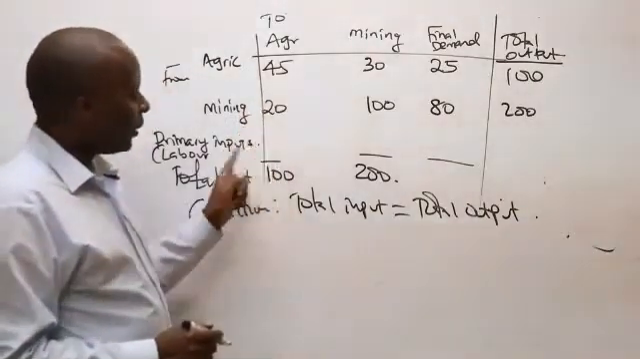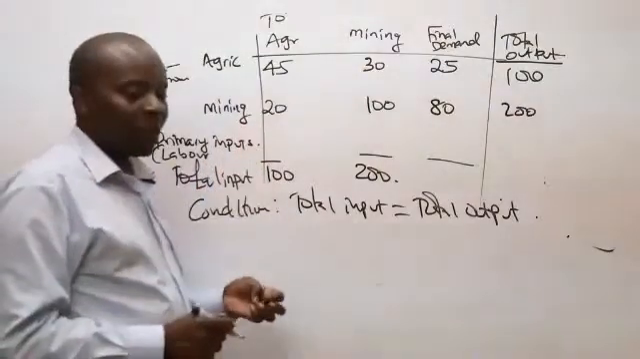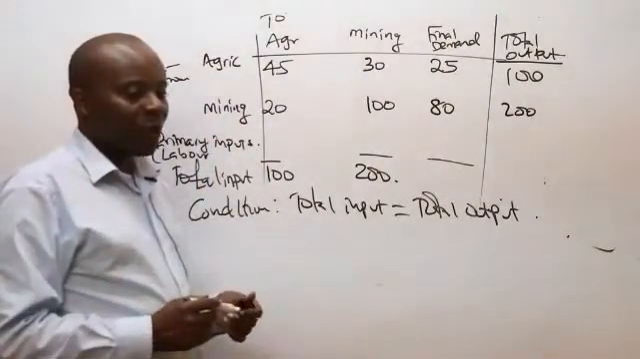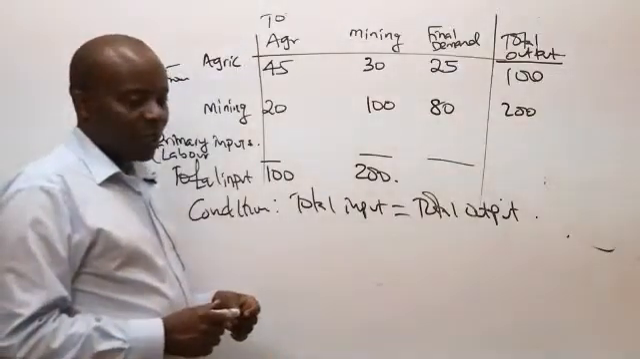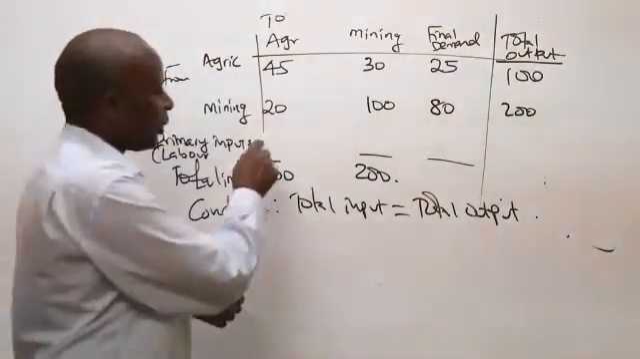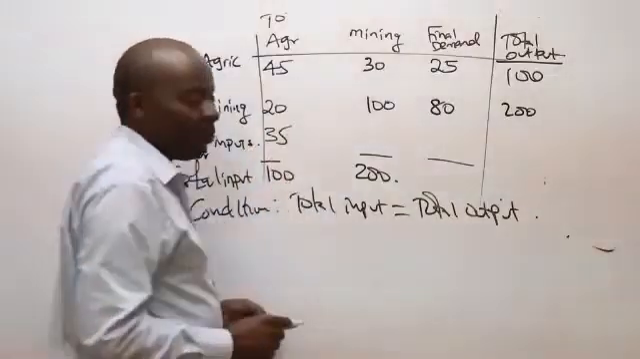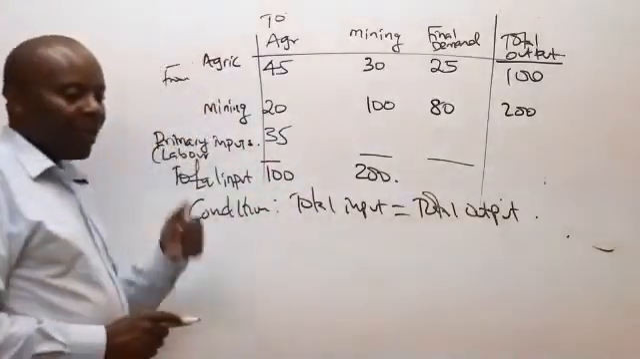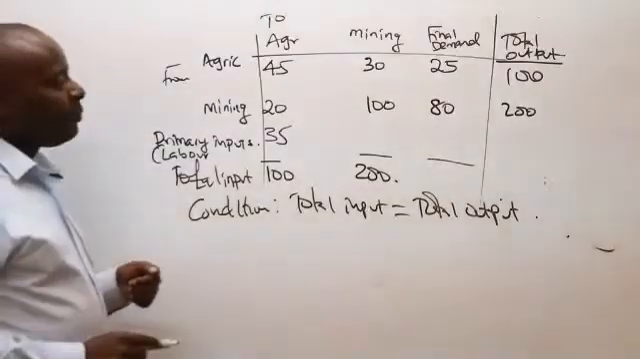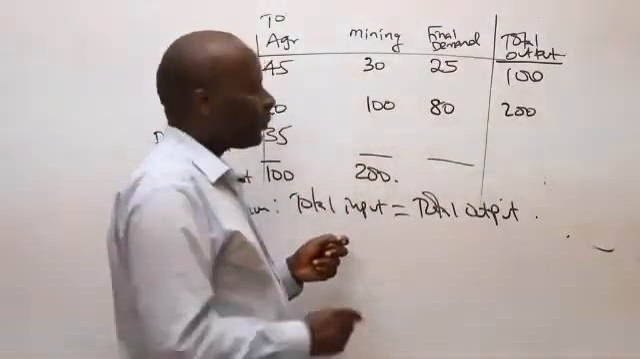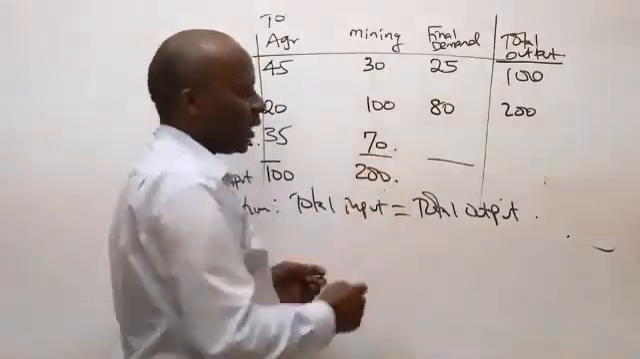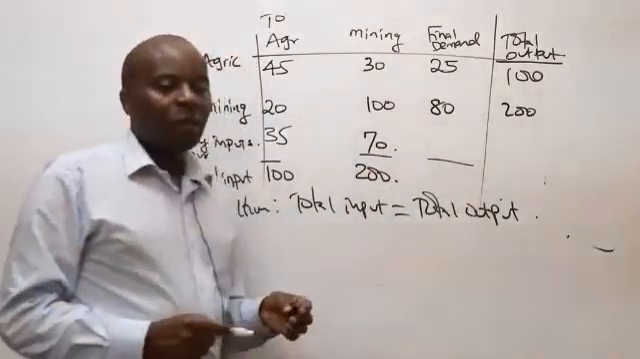So could you kindly give me the primary input for agriculture? How many does it come to? Somebody, James tells me it is 35. How about the primary input for mining? Primary input for mining, 200 minus this, 70.